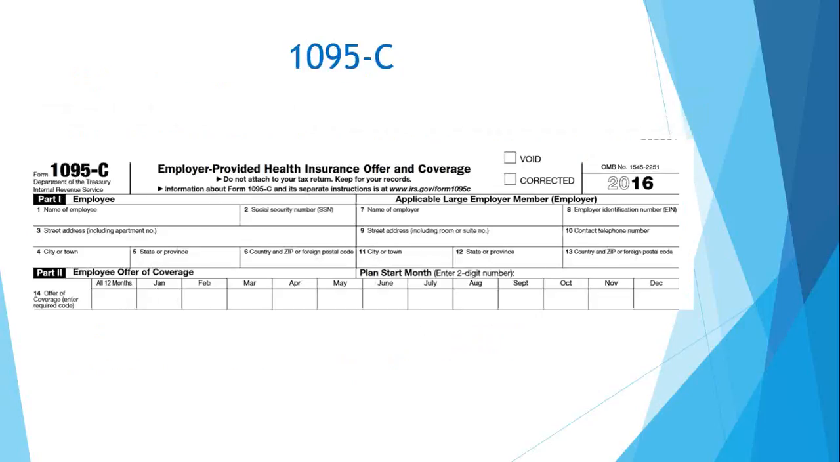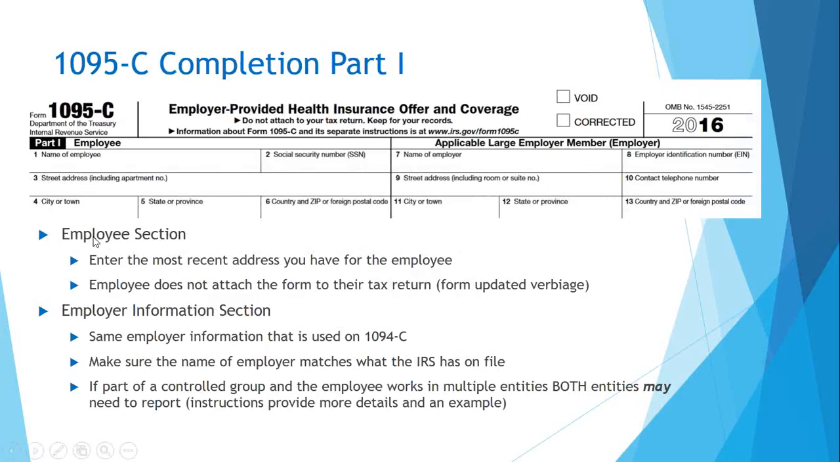Now getting into the 1095-C form, Part 1 is the employee information and employer information. So use the most recent address that you have for the employee, and the employee does not attach this form to their tax return or send it in to anybody. They just hold on to it with their tax documents. And the IRS has updated the form to indicate that. It's right up here: do not attach to your tax return, keep for your records.